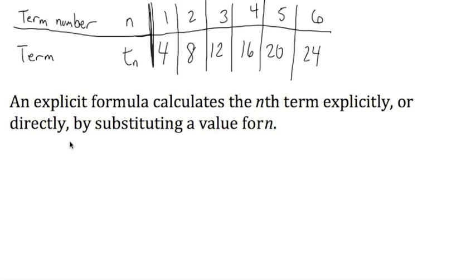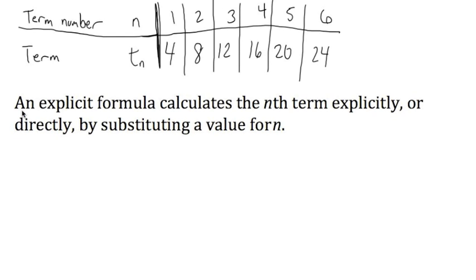In this lesson, we will learn what an explicit formula is, how to find an explicit formula given a sequence, and how to use an explicit formula to calculate any term of a sequence. An explicit formula calculates the nth term explicitly or directly by substituting a value for n. Remember that n is simply the term number that we want to generate. So if we want to find the third term of a sequence, all we would have to do is let n equal 3 for the third term to find out what that term number is.